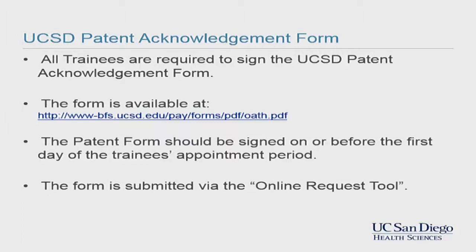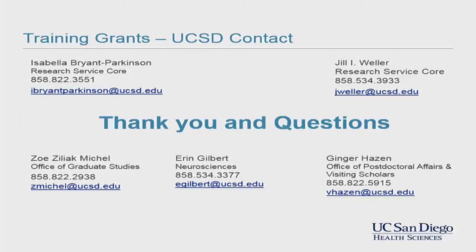All trainees who are appointed on a grant are required to sign a UCSD patent acknowledgement form. The form is also submitted to the graduate division via the online tool. So they are the office of record for that form for trainees. Any questions?